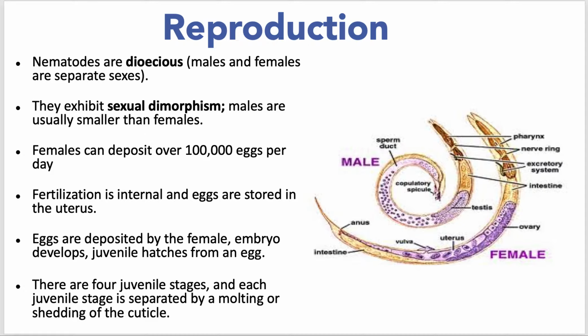So females can deposit over 100,000 eggs per day. And fertilization is internal, and eggs are stored in a uterus. And eggs are deposited by the female, and then the embryo will develop, and the juvenile hatches from the egg. There are 4 juvenile stages, and each juvenile stage is separated by a molting or shedding of the cuticle.